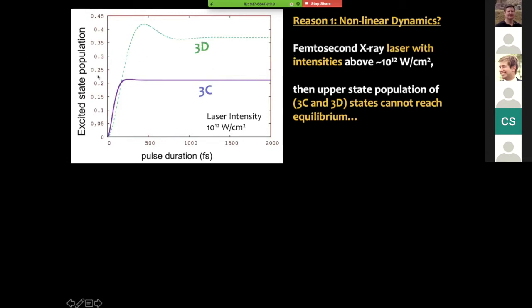So this is exactly what is shown on the left-hand side. This is the excited state population as a function of pulse duration of your laser at an intensity of 10 to the 12 volts per centimeter square. And you can see, depending on the pulse duration, if you have 50 femtoseconds or 500 femtoseconds, you can have a different excited population, which will also give you a different 3C/3D intensity ratio.